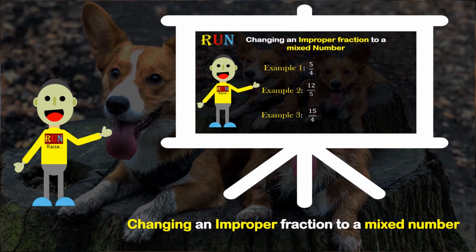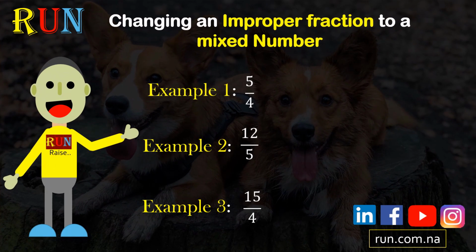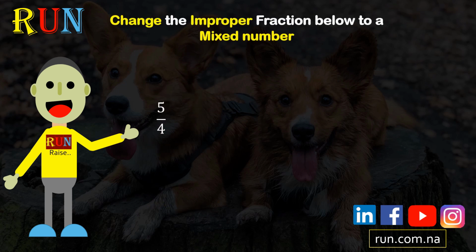In this video, we're going to be looking at changing an improper fraction into a mixed number. Now, to demonstrate, we are going to be using these three examples, so feel free to pause the video and try them out before I show you how to change these improper fractions into mixed numbers. Now, with that said, let's take a look at the first fraction. How do I change 5/4 into a mixed number?